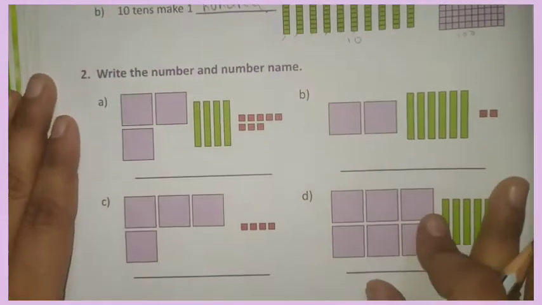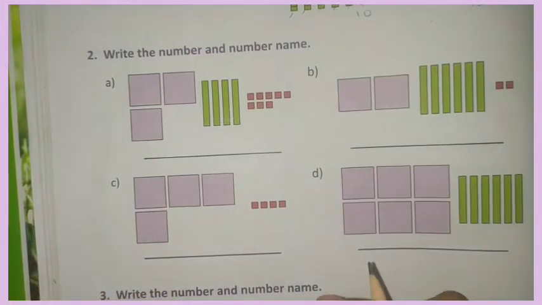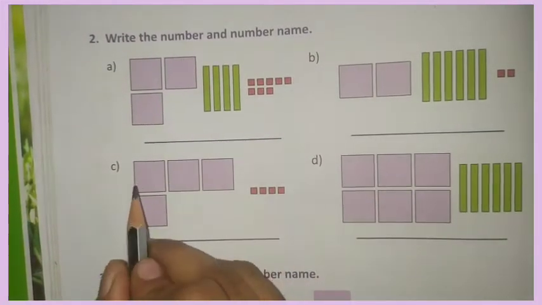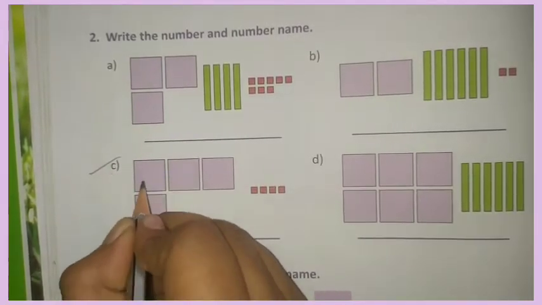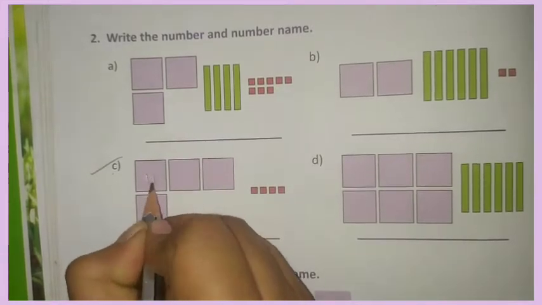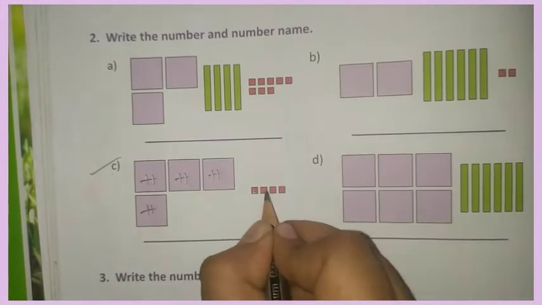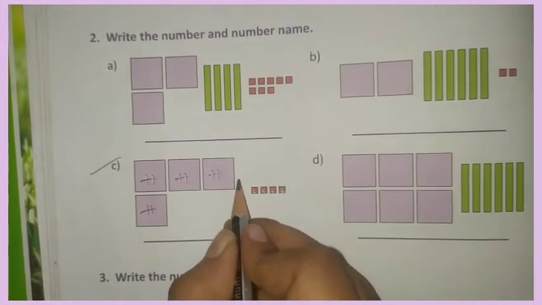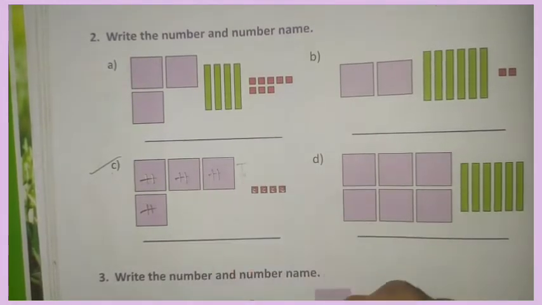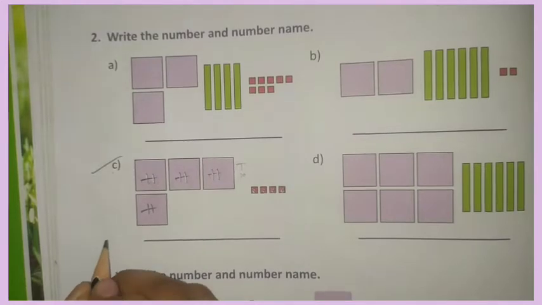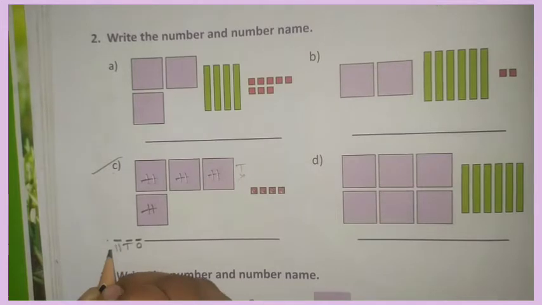Here 4 questions are given. I will explain one, and you have to write the remaining. Look here, I will explain question C. Here these violet color boxes are hundreds and these red ones are ones. Green color strips are not given, meaning no tens. At that time you have to write the number like this: ones place, tens place and hundreds place.